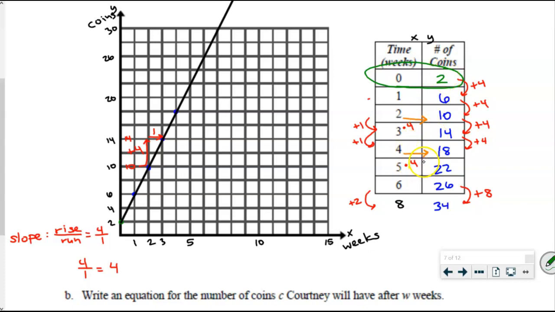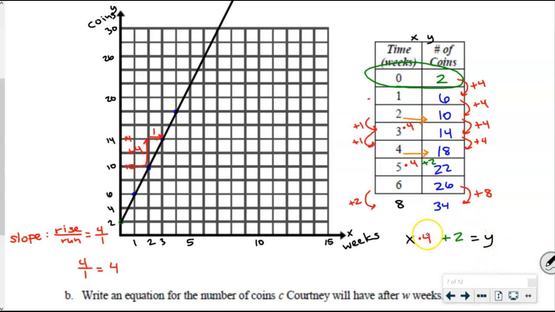Alexis, what's your equation? Yep. X times 4 plus 2 is equal to y, the total. Y, where is that coming from? Why are we multiplying this by 4? Put it in your own words and talk with your tables. Why are we multiplying this by 4?